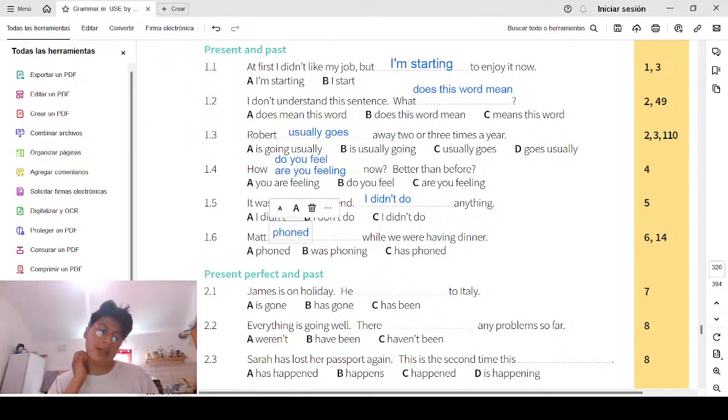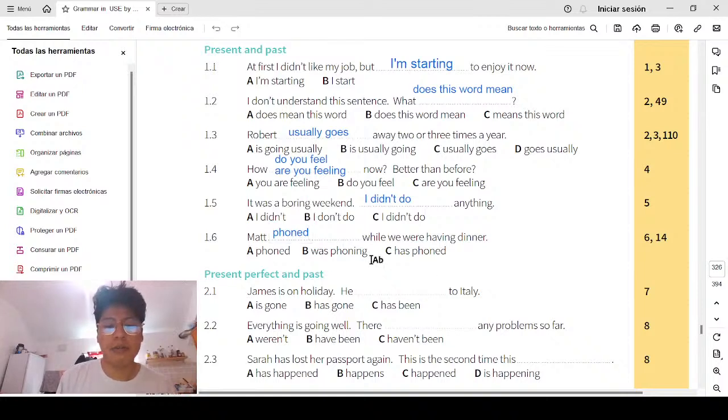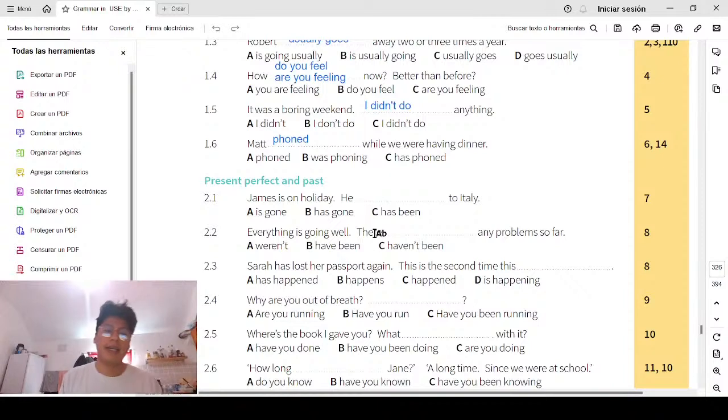Okay, why? Because check it out: Matt had fun while we were having dinner. In that case, we are using the past continuous as a point in time. In this case, my phone. It's like the phone was interrupting an activity that was going on in the past. Okay. Next one, and even because we're talking about the past as well.